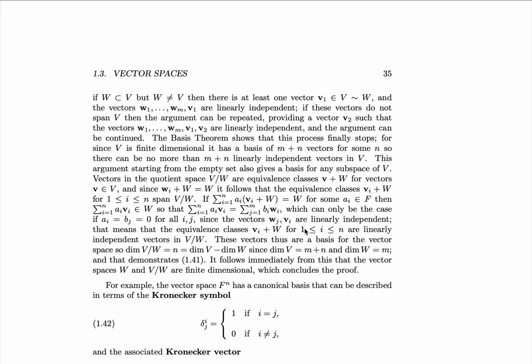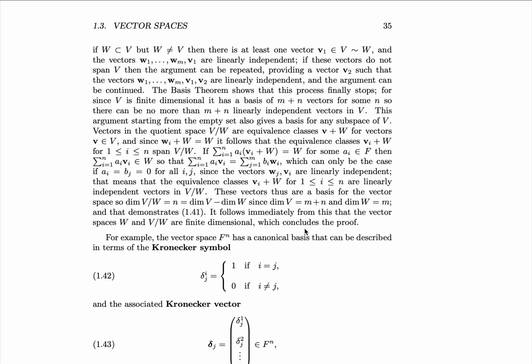Since V is finite dimensional, it has a basis of m plus n vectors for some n, so there can be no more than m plus n linearly independent vectors in V. That is, you cannot have more linearly independent vectors in a space than there are dimensions of that space. You can also do this argument starting from the empty set to give a basis for any subspace of V.